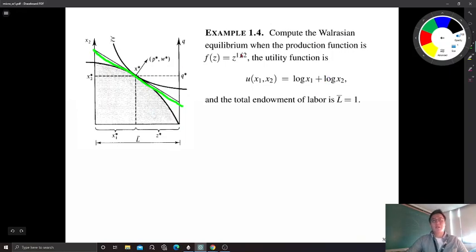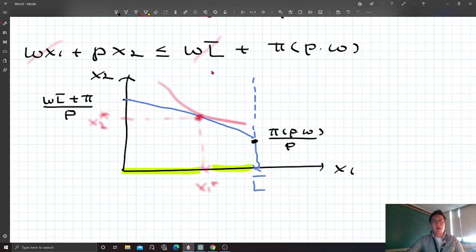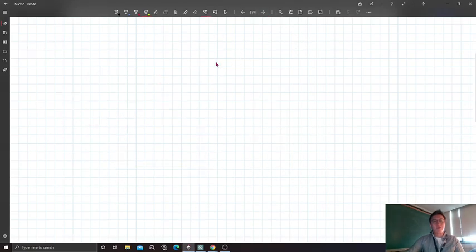Compute the Walrasian equilibrium when the production function is given by z to the power 1/2, so square root of z, and the utility function is Cobb-Douglas, and the total endowment of labor L is equal to 1, normalized to 1. And then how do you find the Walrasian equilibrium in this Robinson Crusoe economy? Let me open a new note.